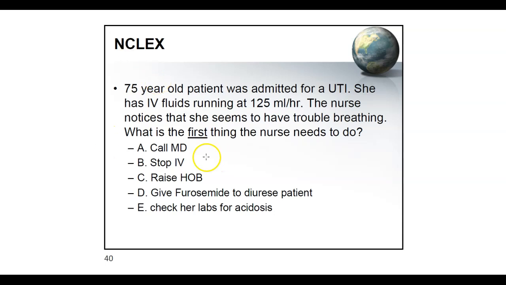Call the MD. I mean, you want to call the MD, but do you have to do it right away? Maybe soon, but not the first one that you want to consider, right? Because if you step out, what's going to happen? You're going to continue to infuse the fluid and the patient is going to get worse. So what you want to do first is really stop the IV. After you stop the IV, raise the head of the bed, call the doctor, get that order for furosemide to hopefully give it as soon as possible. Check her labs for acidosis. That's really not a priority right now. And at this point, I don't think it's even appropriate for this type of patient because we kind of have an idea of what's going on.